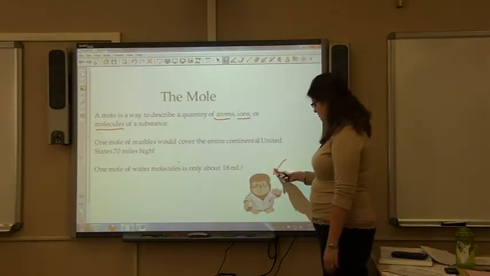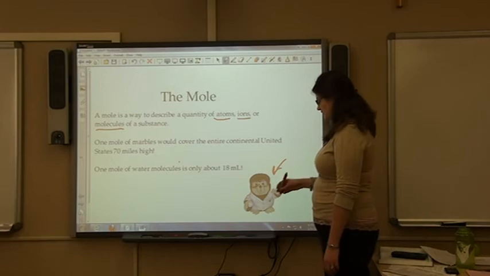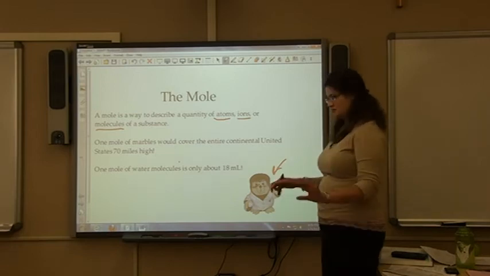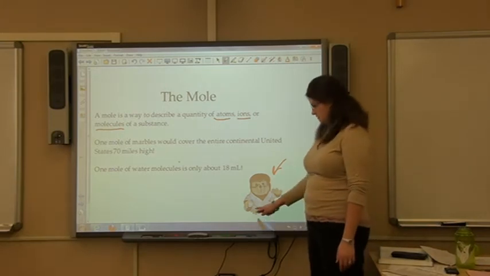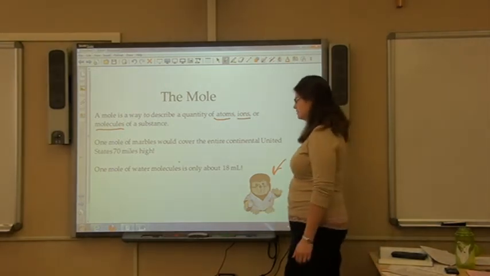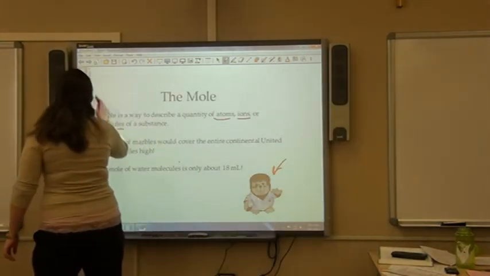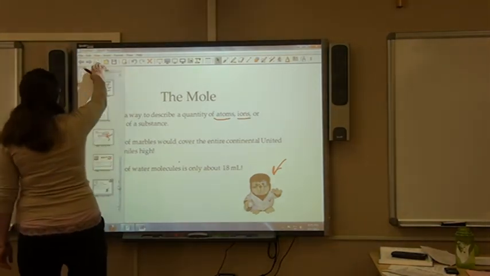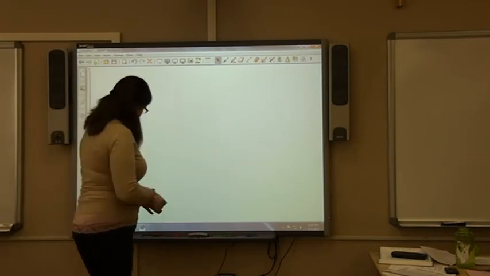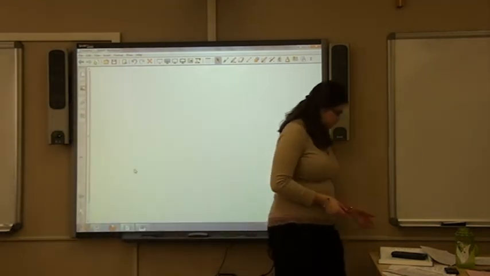And this little fellow is Augie. He is our little chemistry mascot. He's a mole, and he has safety glasses and a test tube. He's a good little chemist. Okay, so that's all the background that you really need to know about the mole.